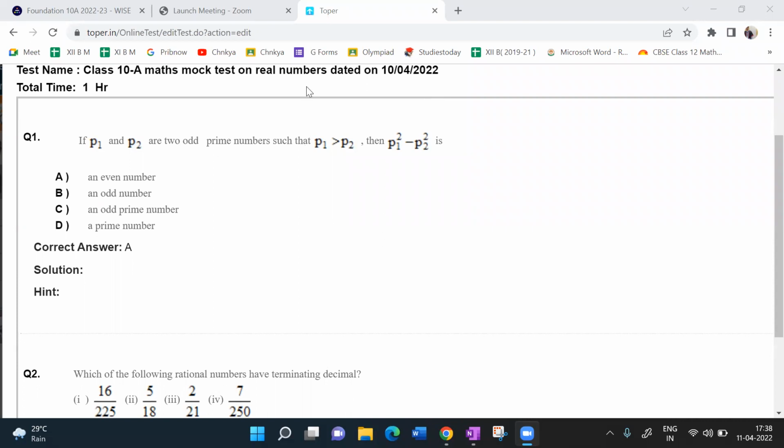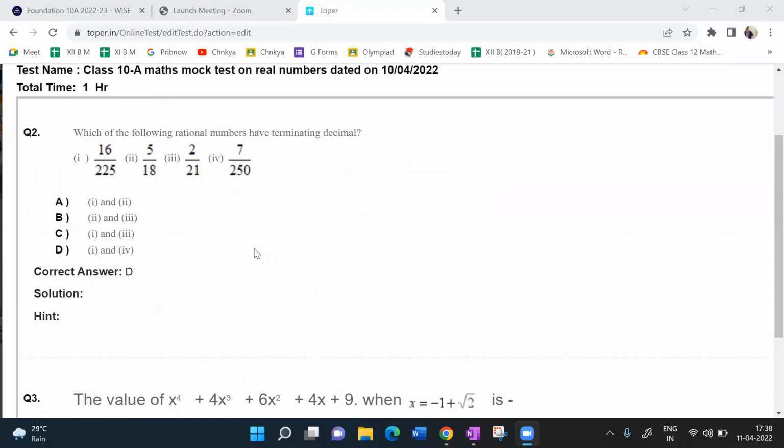Any doubt with the first question? No, sir. Second question: which of the following rational numbers have terminating decimal? Can you check this? Only the fourth one is correct, sir. The first one is not terminating. 425. Is it terminating? The first one is 16 by 225.